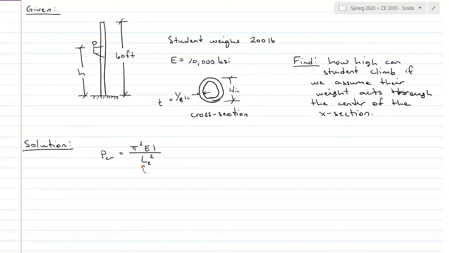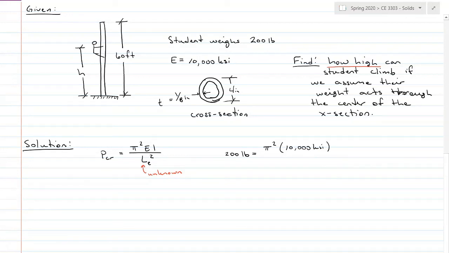Okay, now there's a couple of different ways that I can do this. I can either put in that 60-foot height and solve for P critical and see if it's greater than or less than the student's weight. What I'm going to do, since the question specifically asks me how high, is calculate the effective length directly. And then set my student's weight as the P critical. So 200 pounds is equal to pi squared times E, 10,000 KSI, times I.